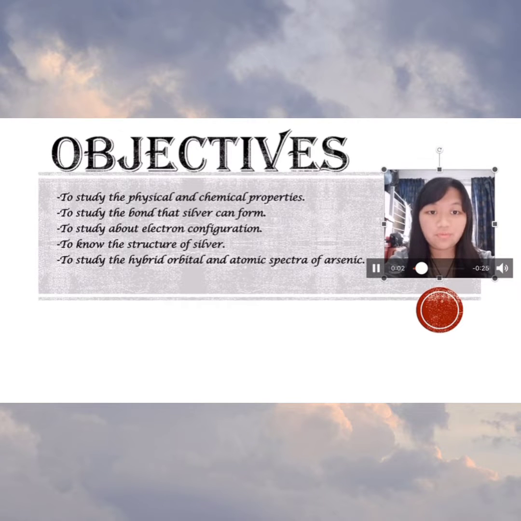Hi, I'm Christine Wong Jingwei and I'm going to present my part, which is the objectives. The objectives are: first, to study the physical and chemical properties; second, to study the bond that silver can form; third, to study electron configuration; fourth, to know the structure of silver; and fifth, to study the hybrid orbital and atomic spectra of silver.